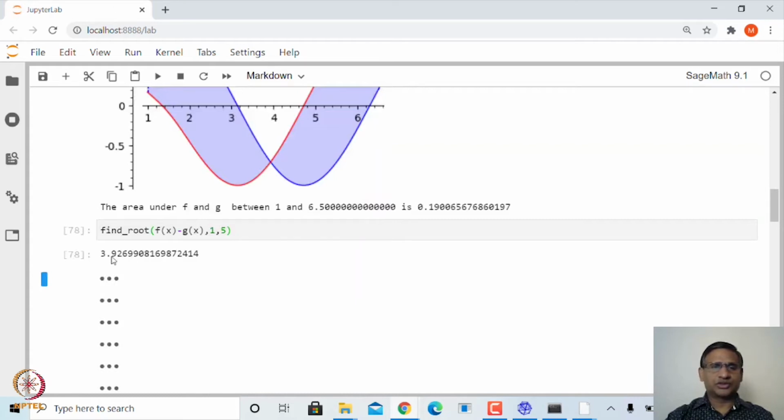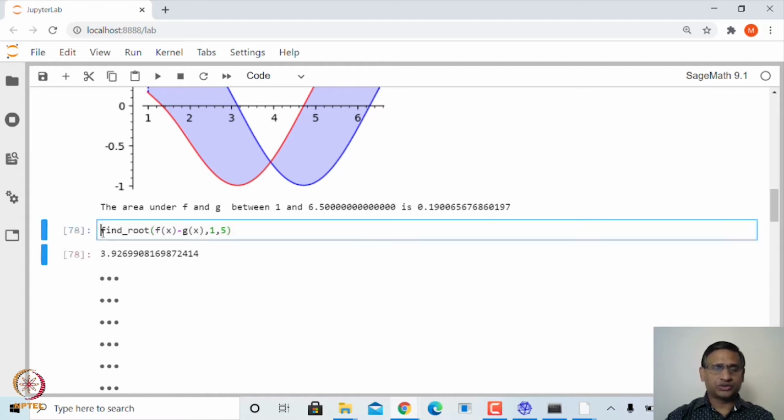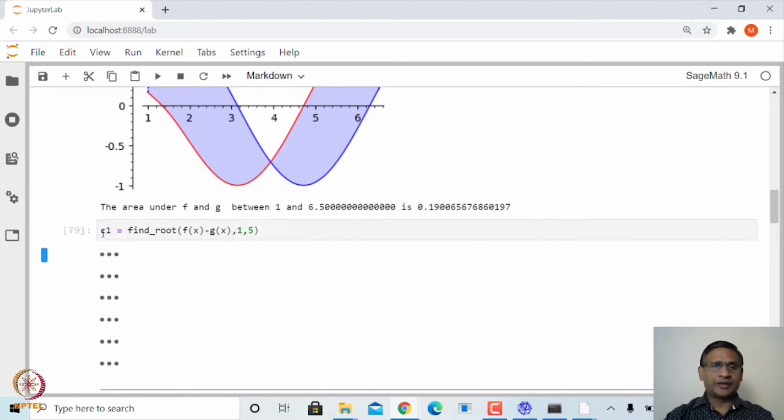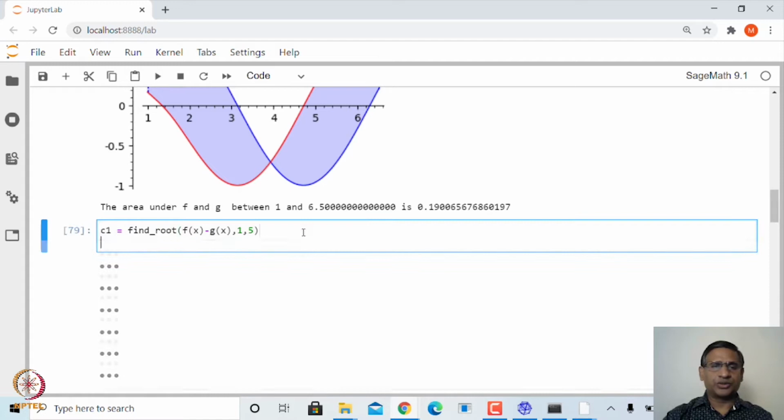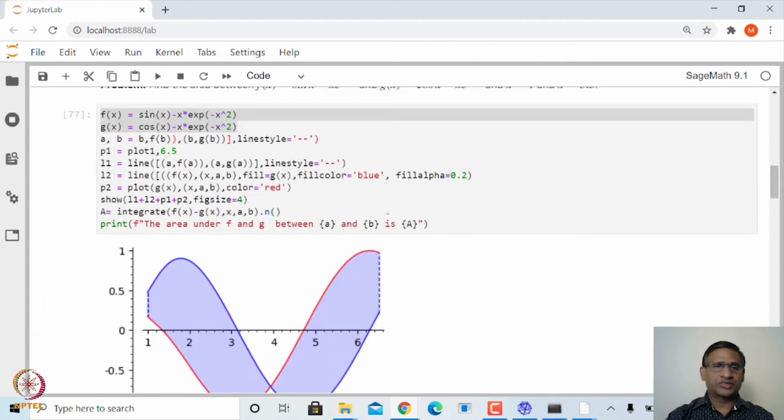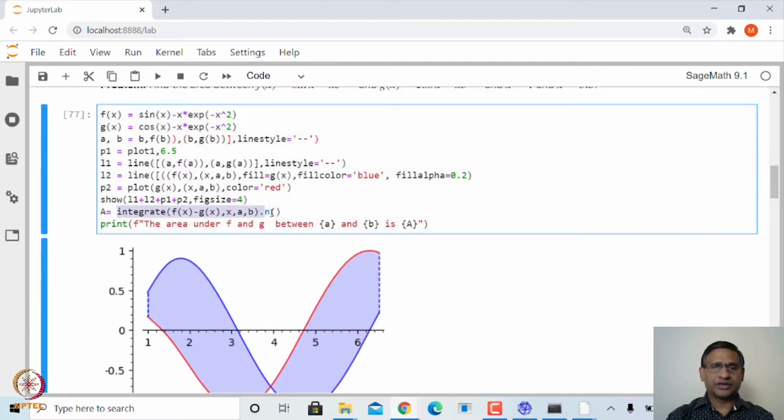So this is 3.92699. So that's this. If I store this in a value C1, then the actual integral is going to be, let me write this, the left hand integral.